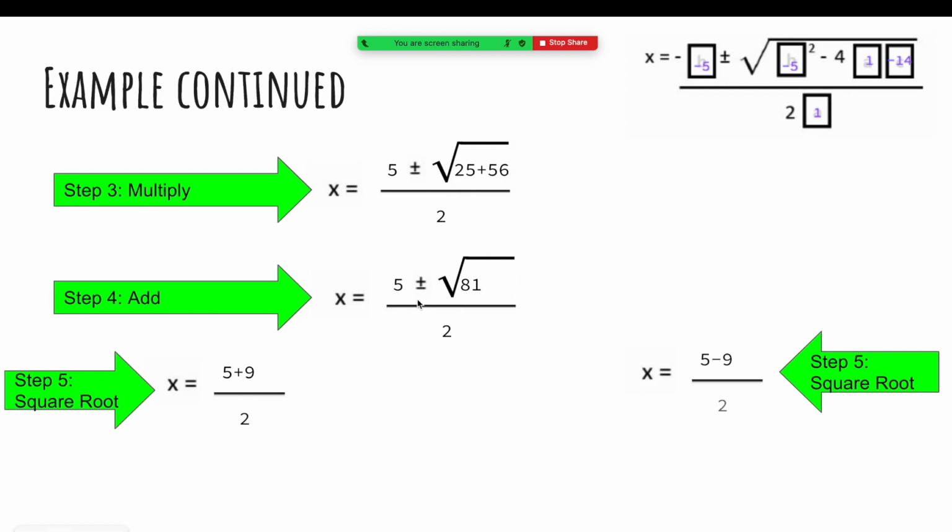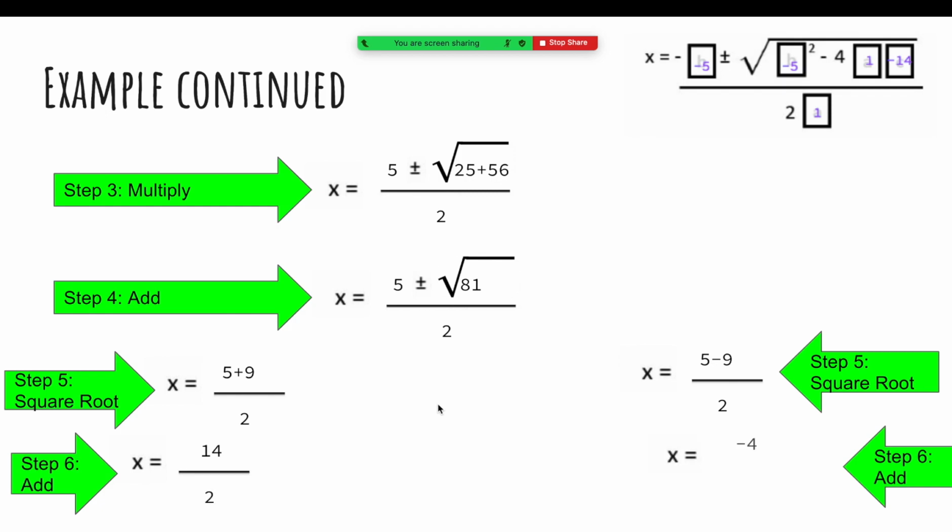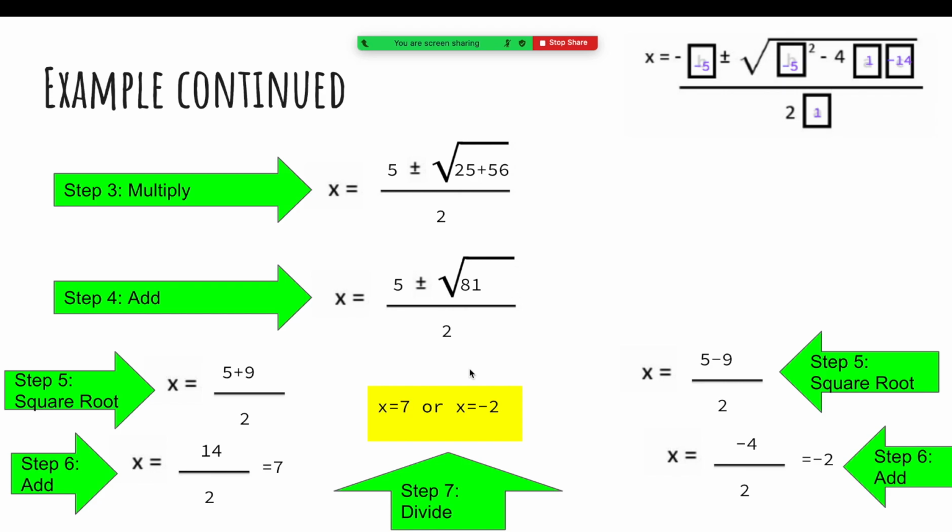And if you can look here, I'm saying 5 plus 9, 5 minus 9. I split this up now into 2 different equations. Divided by 2. We're going to add or combine those 2 values. 14 divided by 2. And this is going to be -4 divided by 2. And then we're going to divide, and we're going to get 7 and -2. So x equals 7 or x equals -2.